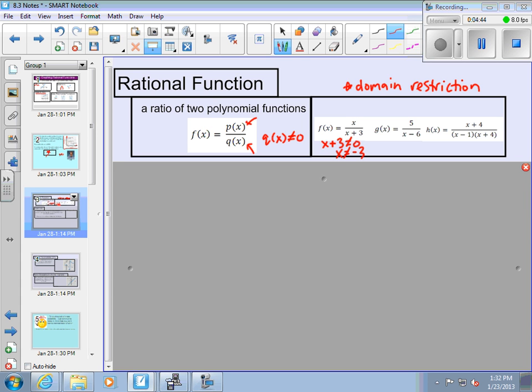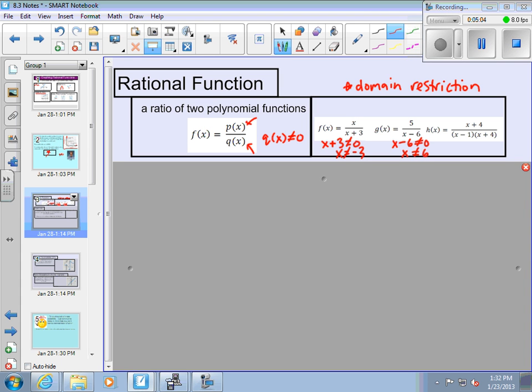If it's -3, we get division by 0. Let's look at another example. On this one, x minus 6 can't equal 0. So if we solve it, we know x can equal 6. That's going to give us division by 0, which is a domain restriction.